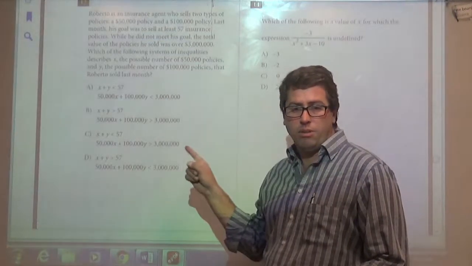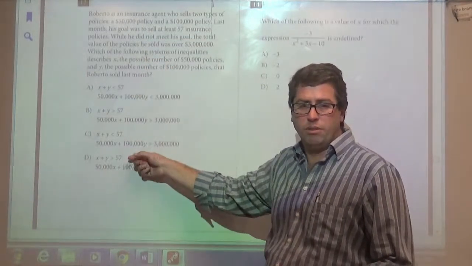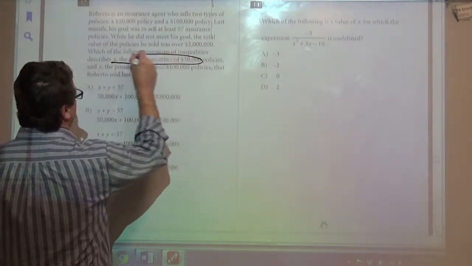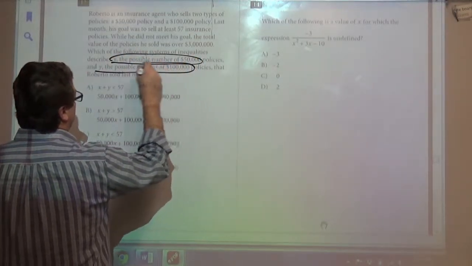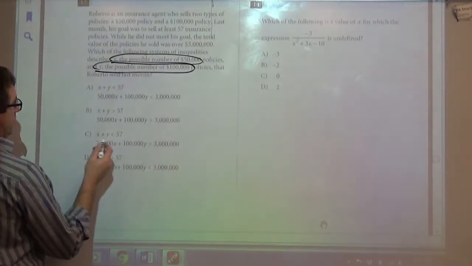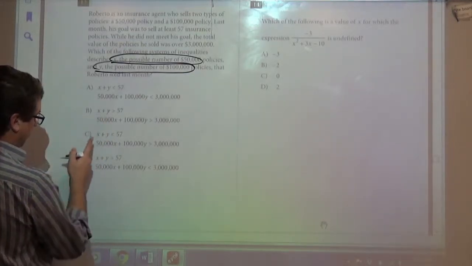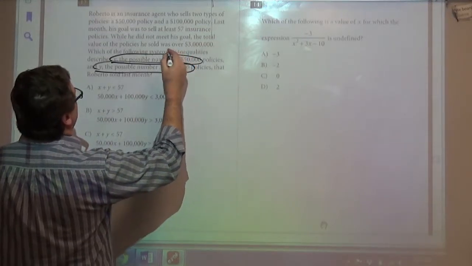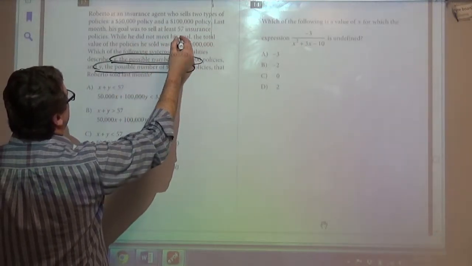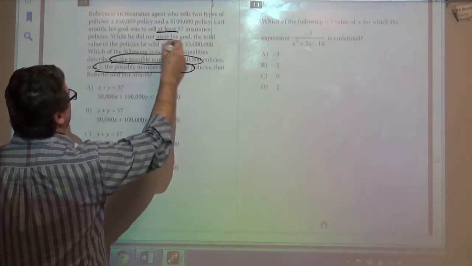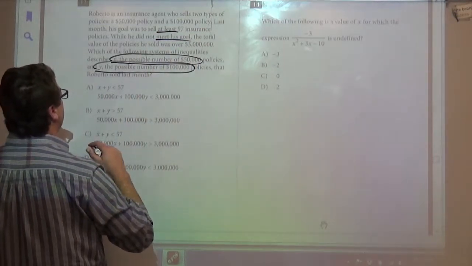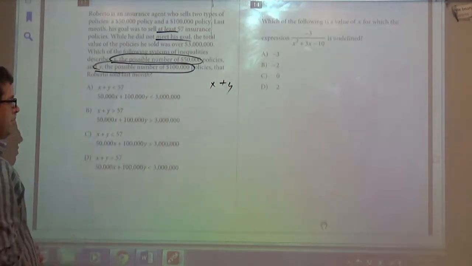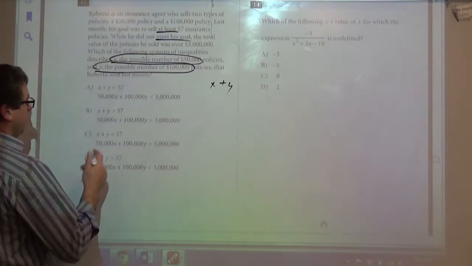So if it's close in the word problem, it's got to be close in the equations. So X goes with 50,000, and Y goes with 100,000. So these are fine. Those are actually fine. Now, they said his goal was to sell at least, but he did not meet his goal. So that means that X and Y have to be less than 57 because he did not meet his goal.